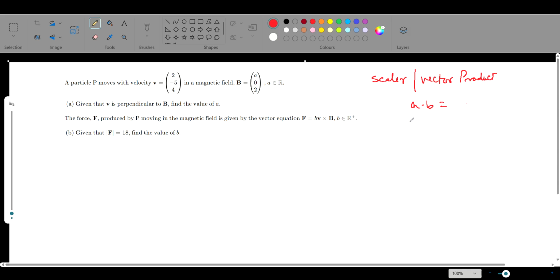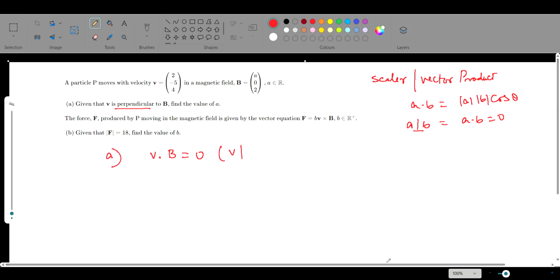So if we have A dot B, how do we open that? Mod of A, mod of B, cos theta, right? So if these two vectors A and B are perpendicular, then their dot product is what? Equal to 0. So yeah, I can say that V dot B will equal 0.